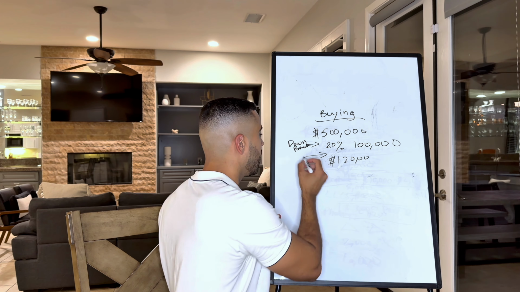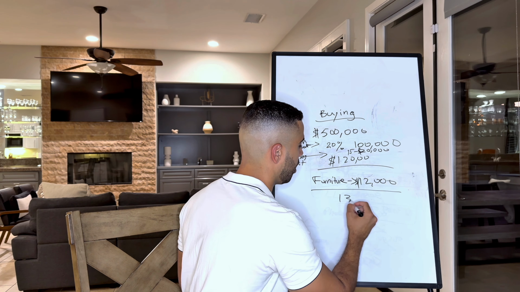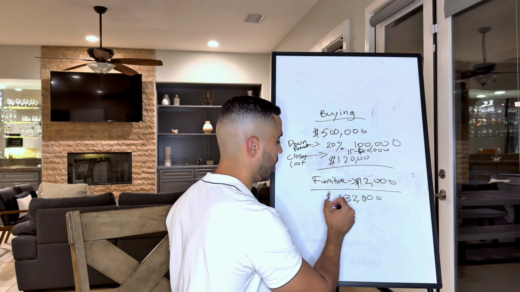So then you have your furniture, right? Which we talked about. So let's call it another 12,000. So you're all in 132,000 for this type of property.